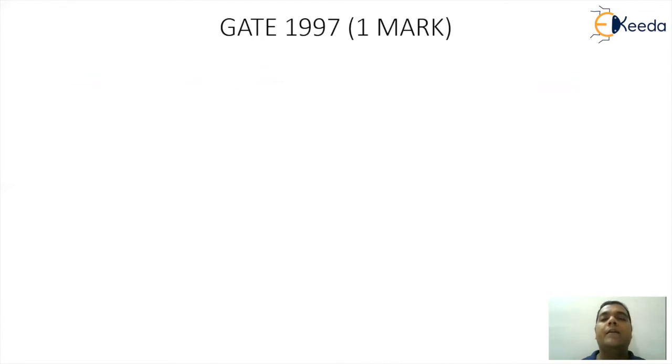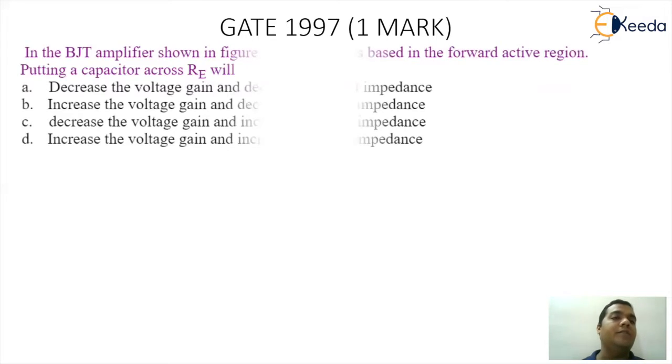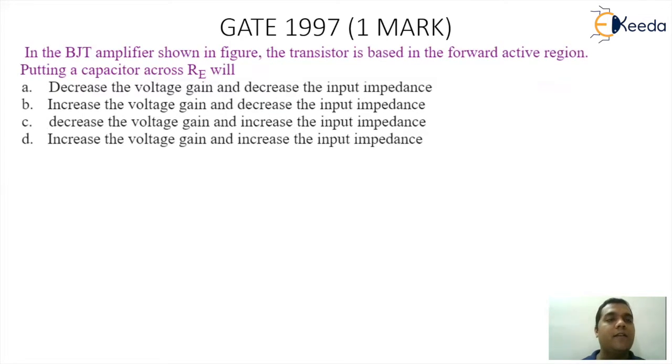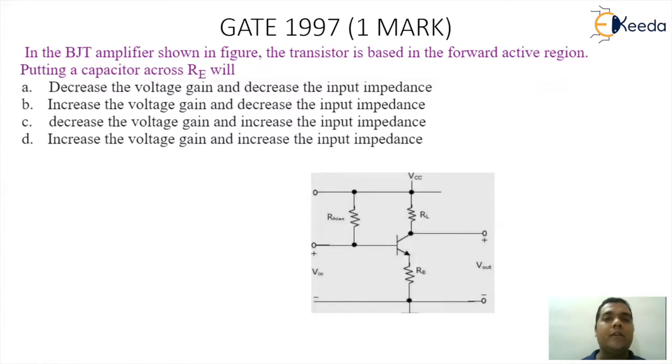Next question. This is from the GATE 1997 paper. It has come for 1 mark. Let's have a look at the question. The question says, in the BJT amplifier shown in the figure, so this is the figure, the transistor is biased in the forward active region.